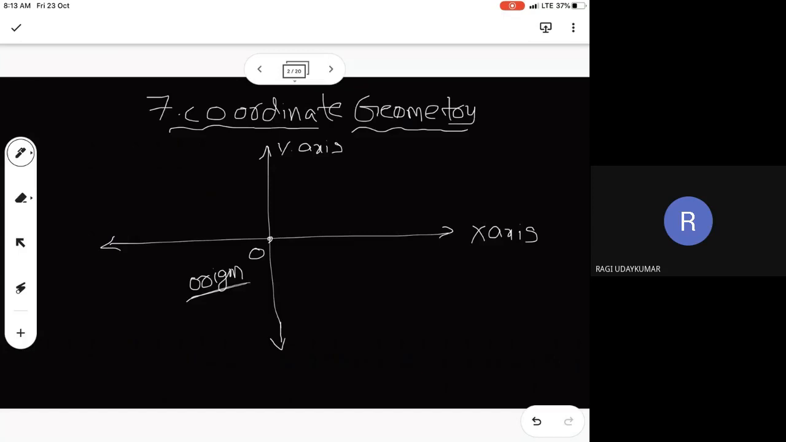Suppose if you are taking a point here, ये point को कैसे मानते हैं? ये इधर से, if you draw the perpendicular line to the x-axis where it is touching, that point is considered as a x-coordinate. Here it is touching at x, and here it is touching at y. Then y-coordinate. But usually we call this as a distance from the y-axis. X-coordinate is nothing but distance from the y-axis.